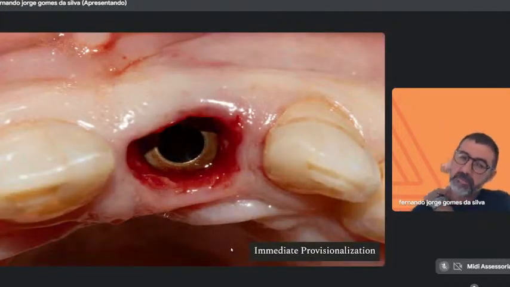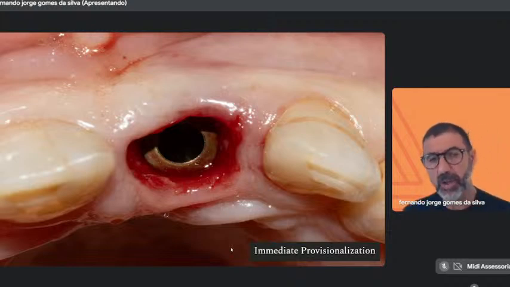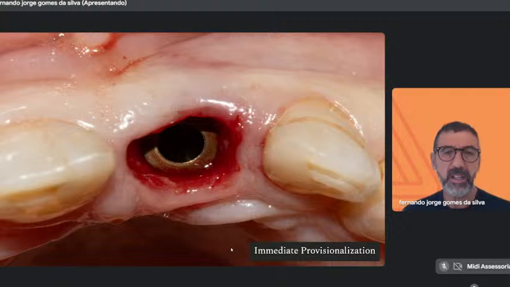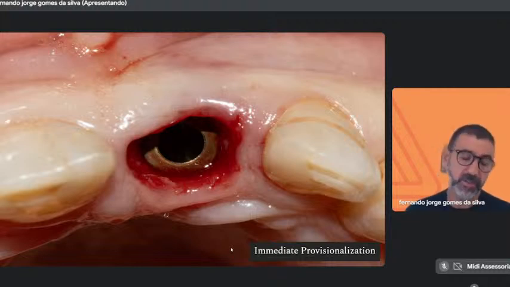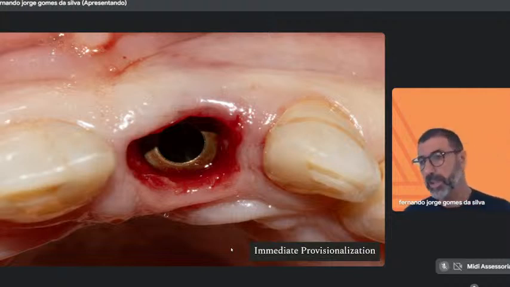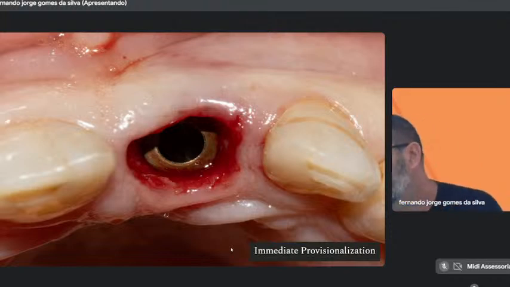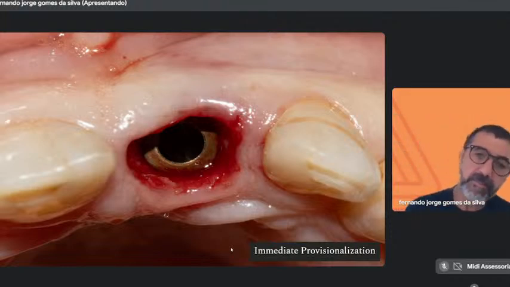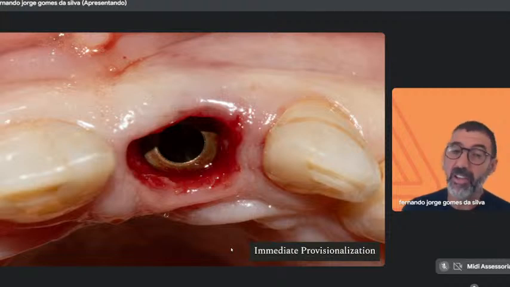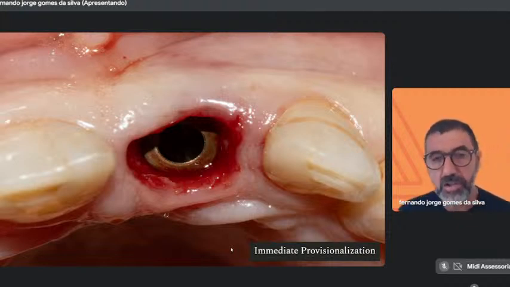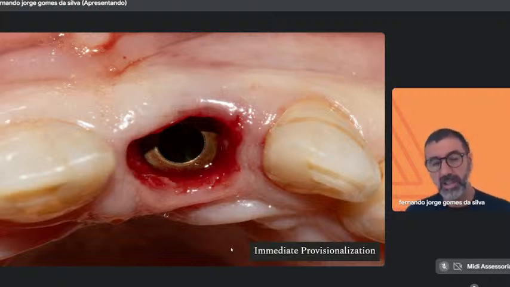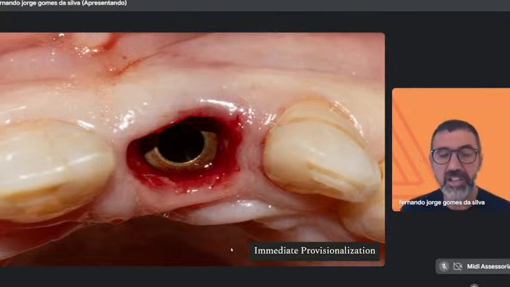I have some examples of that. This is a post-extractive implant. I have to tell you, we have to take great care when we make the extraction, to be very conservative, and to take lots of care not to damage the soft tissues or the bone, the hard tissues. And this is after extraction.